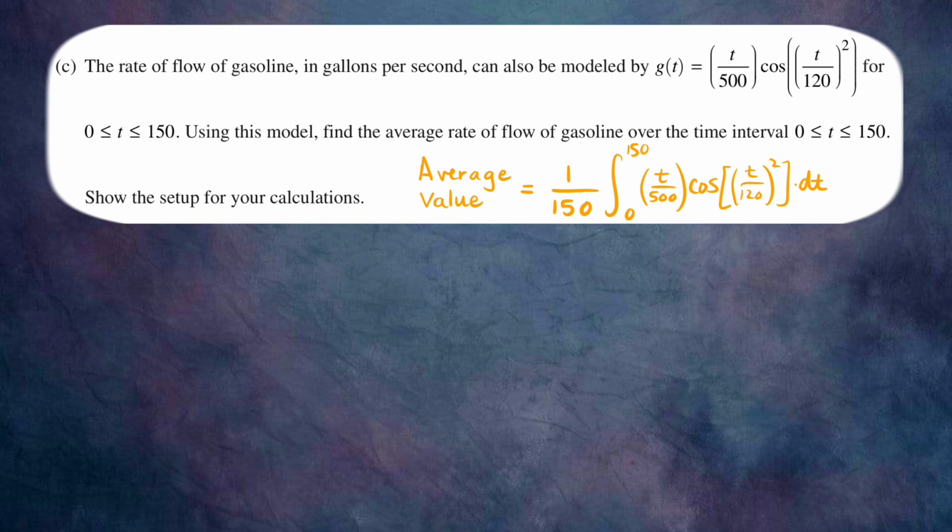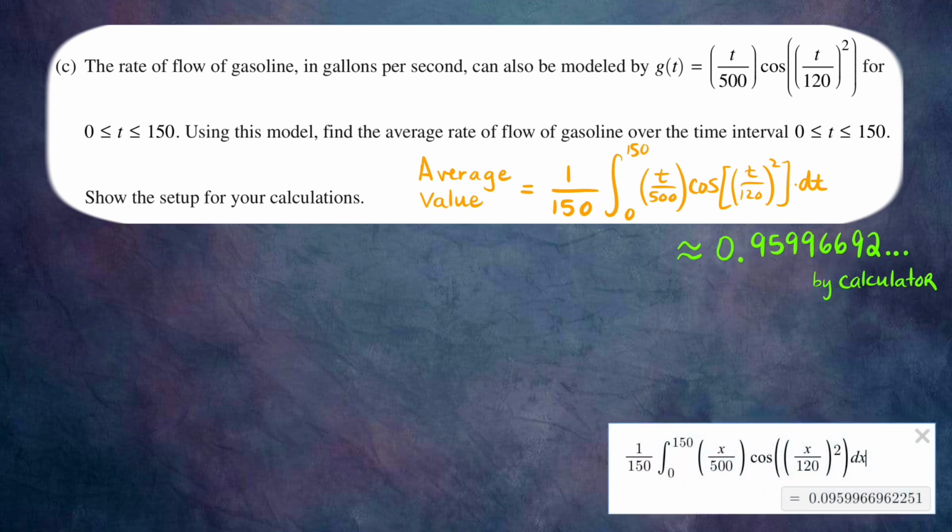By definition, the average value is 1 over the length of this interval multiplied by the integral of that function over the interval, and our calculator gets us 0.95996692, etc.